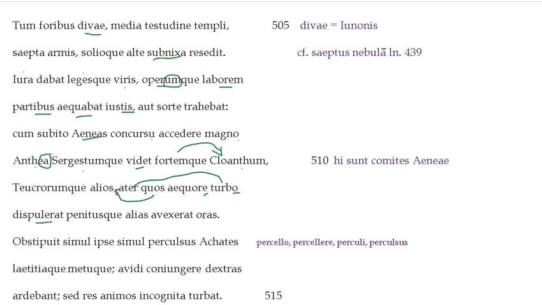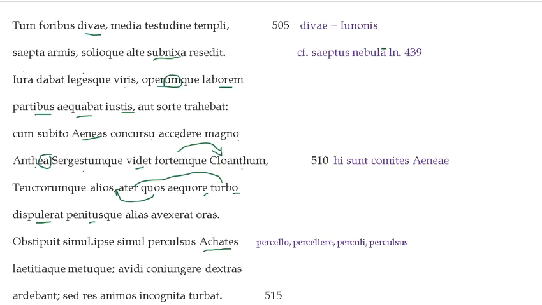You have a pluperfect verb from dispello here, and then penitus, an adverb meaning deep within, which it had avexerat alias horas. Here in prose, you typically have ad alias horas, not necessary here. And then obstipuit, you may assume at the beginning that this is Aeneas, but the actual subject here is Achates. So try to remember when you're reading through these Latin works to get to the end of a unit of sense before you process everything fully.